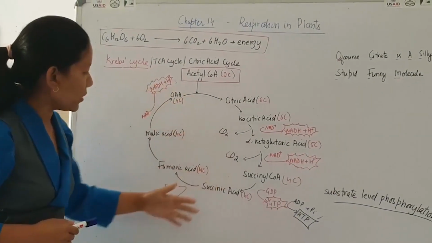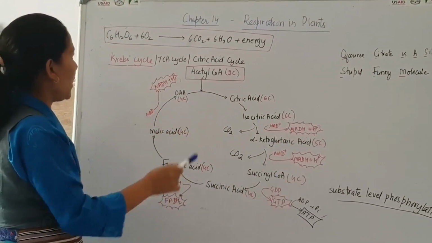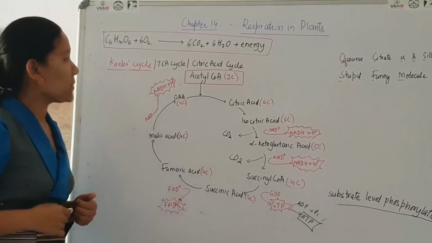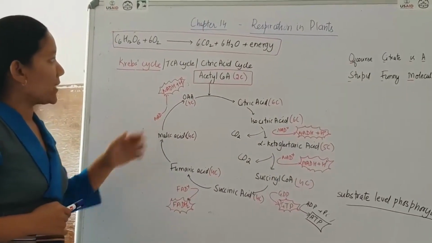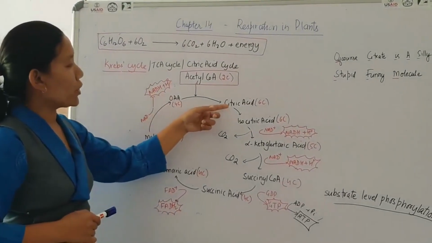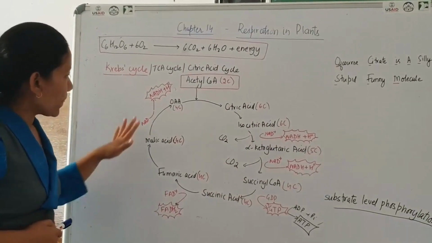So in this cycle you can see that the pathway is cyclic, and that's why it's called the Krebs cycle, and it involves tricarboxylic acid, or the first product here is citric acid, that is why it is the citric acid cycle.